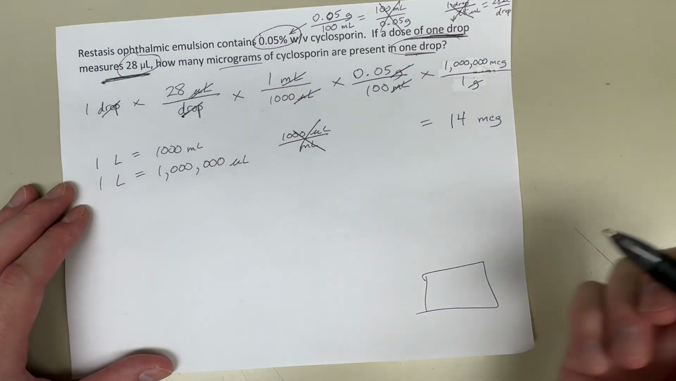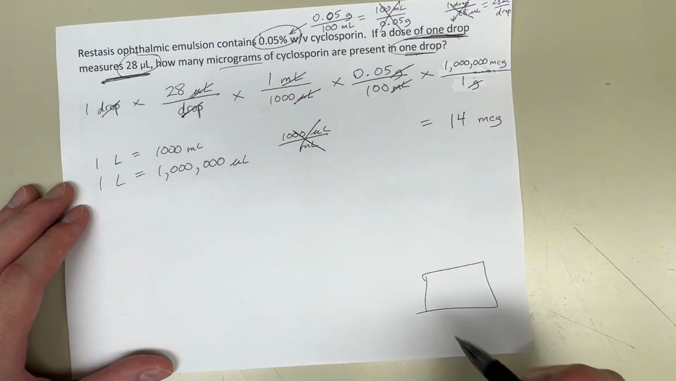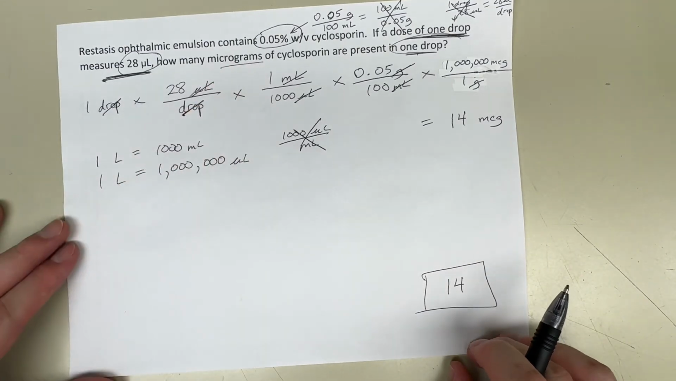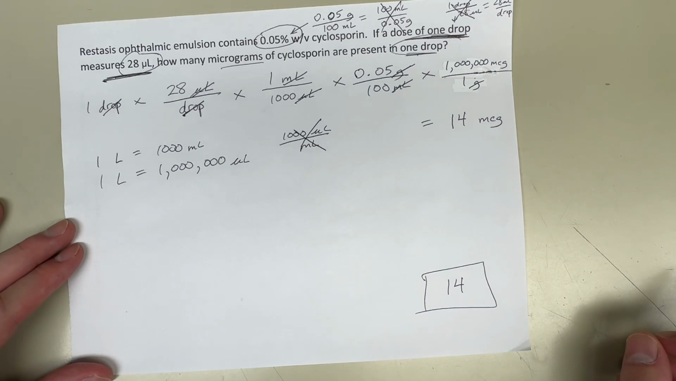So most likely the question is going to just tell you the units, because they already tell you they want it in micrograms. So just in the computer, you just enter 14 as your answer, and that's your final result.